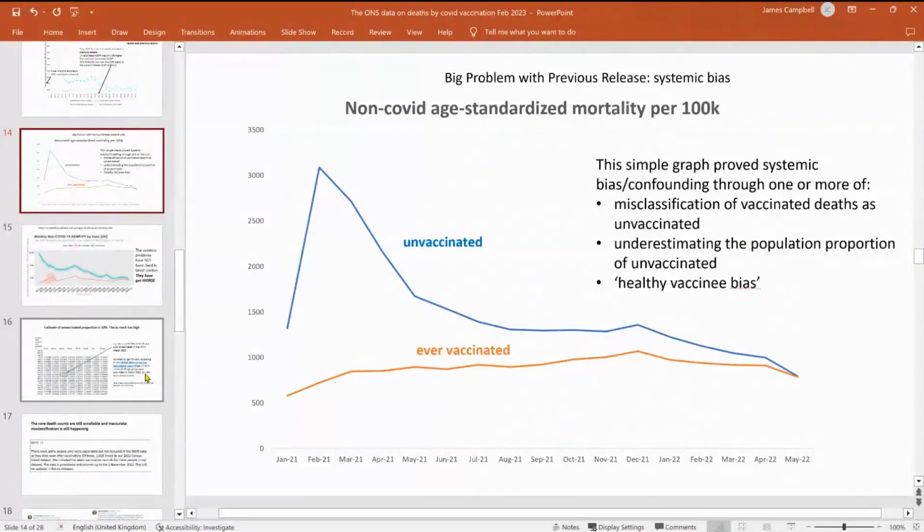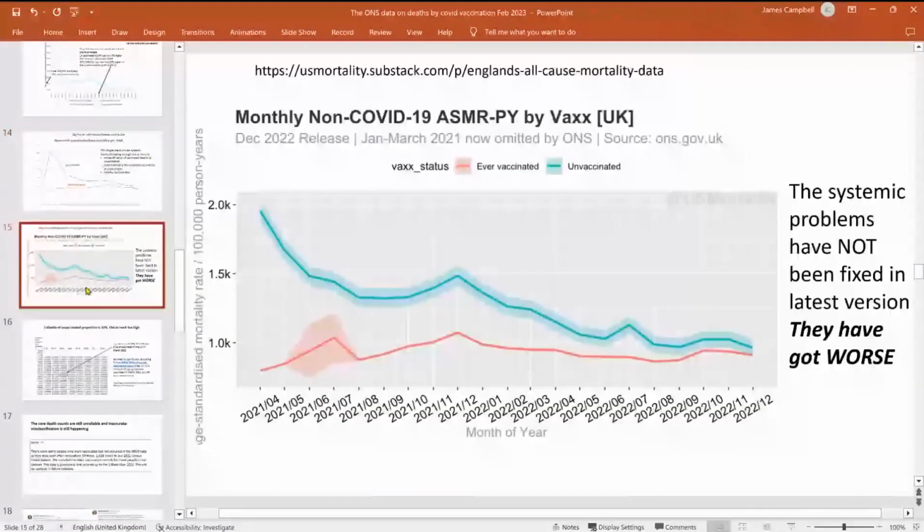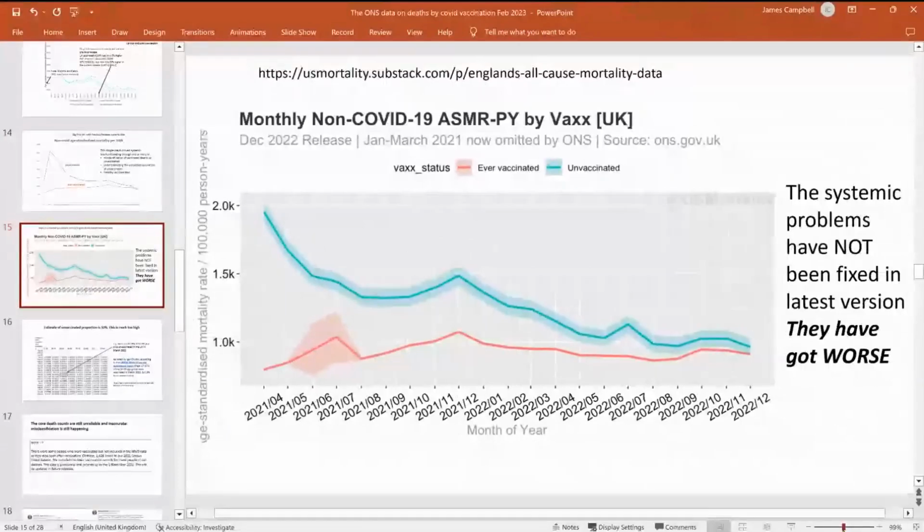Now, the next slide shows that they have not fixed this problem in the latest data. It's actually got worse. So move on to the next slide. That is the same data, the non-COVID age standardized mortality rate for the unvaccinated at the top against the ever-vaccinated. You've got that same massive bias. These lines should be the same. The problem has not only not been fixed, it's got a lot worse, and they have not adjusted in any way for this massive bias.